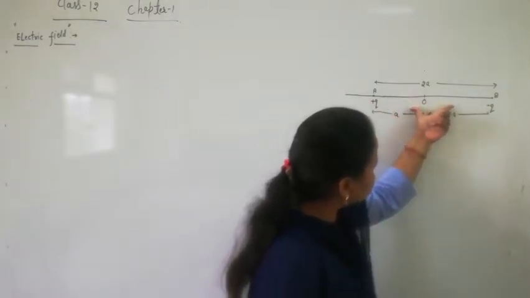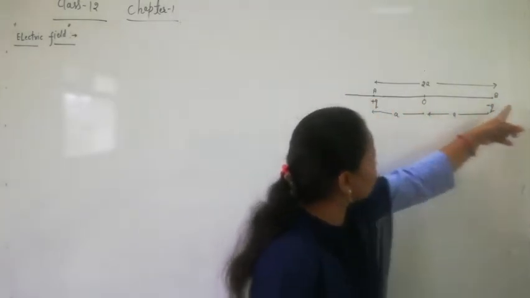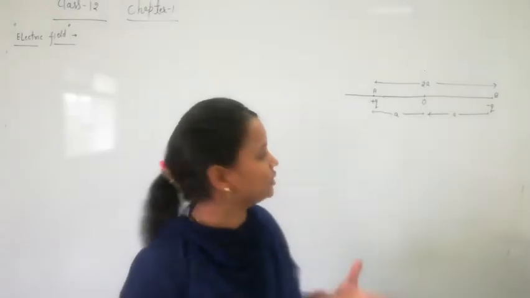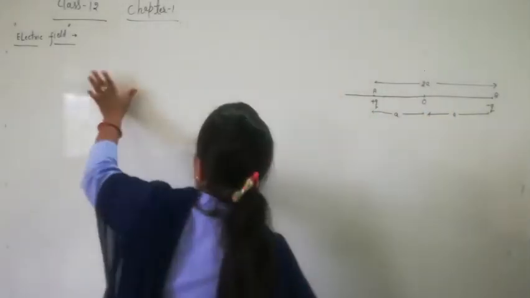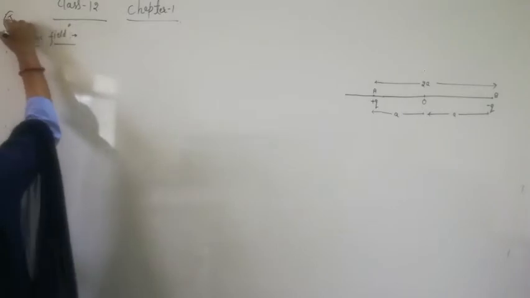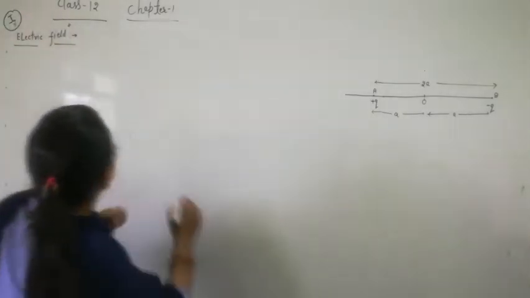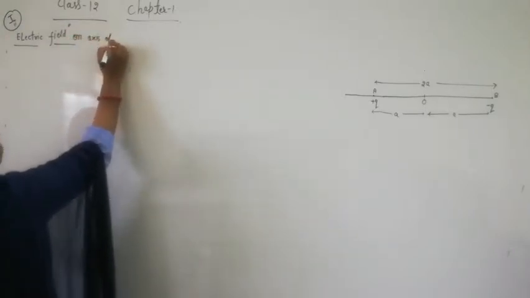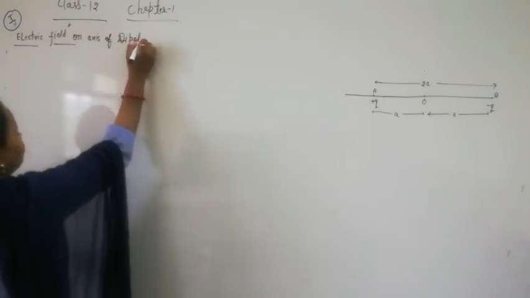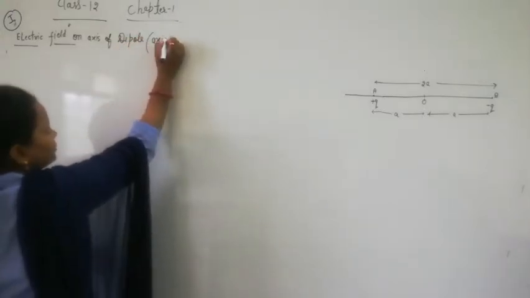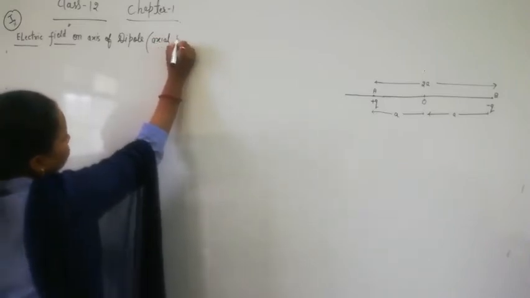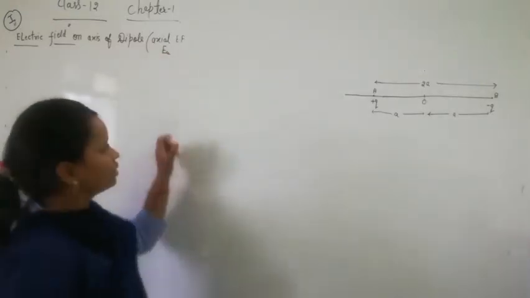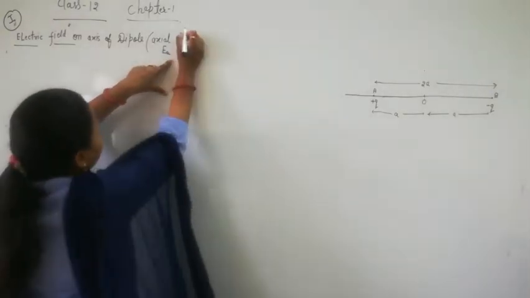Actually, a dipole is here and this is the axis of the dipole. So consider a target point, an observation point P, on the axial axis. This is the first part of the electric field calculation: electric field on the axis of the dipole. The axis of the dipole is called the axial axis, and the field is called the axial electric field, represented by EA.